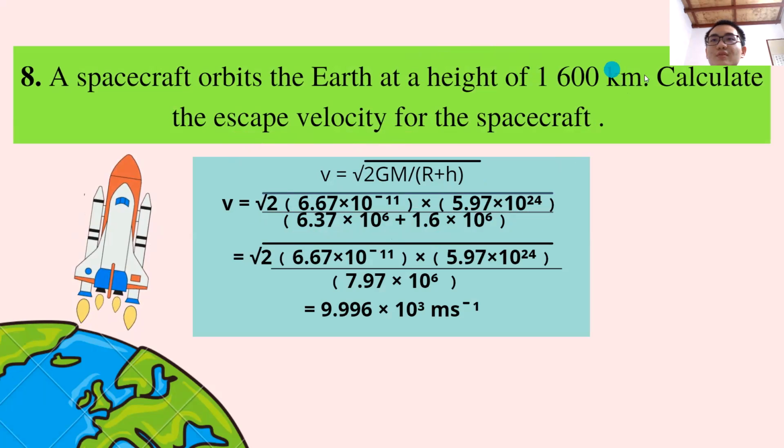Change to meter, from kilometer to meter. Then we get 1.6 times 10 to the power of 6 meter. All the values substituted in, then multiply, divide and square root. You get 9.996 times 10 to the power of 3 meter per second.